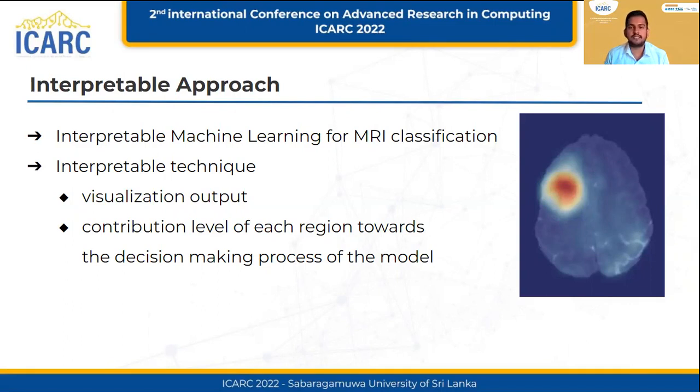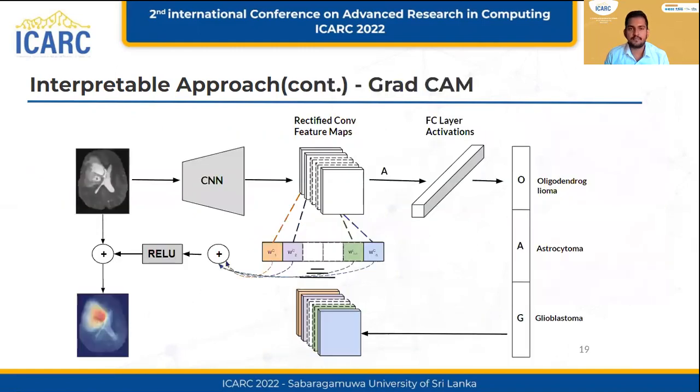Dark red colored regions are the regions which contributed highly towards the decision-making process, while dark blue colored regions are the regions which contributed only slightly towards the decision-making process. Accordingly, this visualization is more human understandable and it resolves the black box nature of deep learning models. To acquire interpretability, we utilized gradient-weighted class activation mapping, in short Grad-CAM. This is a high-level diagram to elaborate how Grad-CAM functions.